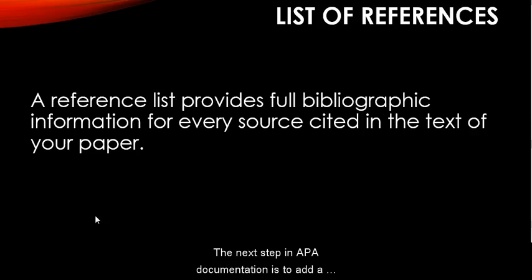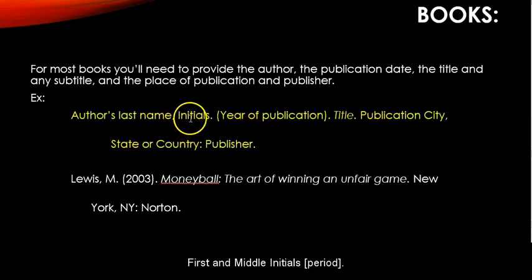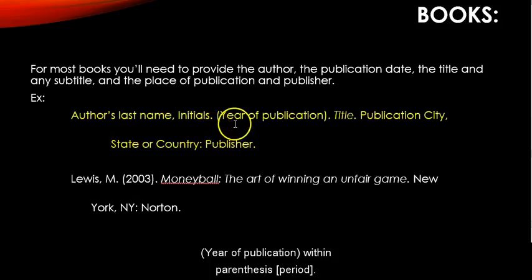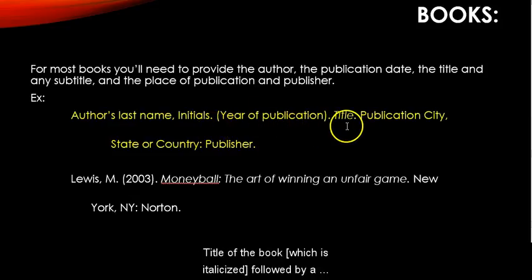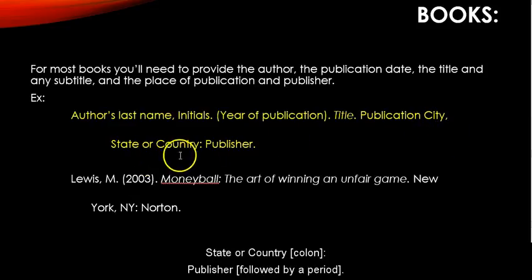The next step in APA documentation is to add a reference list. A reference list provides complete information for every source cited in the text of your paper. If your source is a book, the information that will go into the reference list will include author's last name, comma, first and middle initials, period, year of publication within parentheses, period, title of the book, which is italicized, followed by a period, publication city, comma, state or country, colon, publisher, followed by a period.